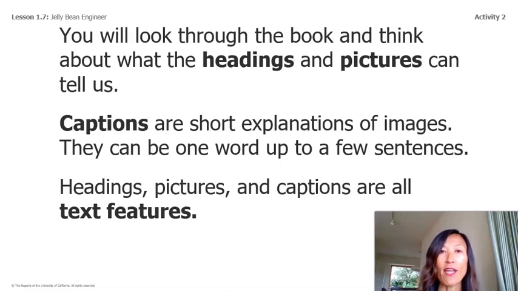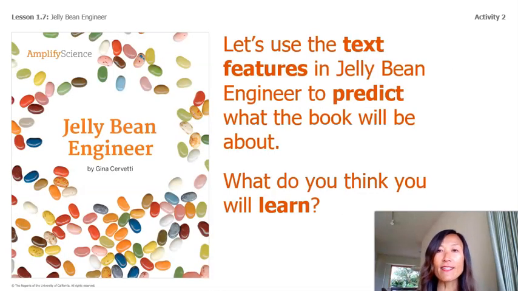So let's look through the book and think about the headings and pictures, what they can tell us. Captions are short explanations of images, and they could be one word up to a few sentences. And headings and pictures and captions are all text features. Let's use the text features from Jelly Bean Engineer to predict what the book will be about. What do you think you'll learn? From the title of the book and the pictures, I think this book is going to be about how jelly beans are made and what they're made of.